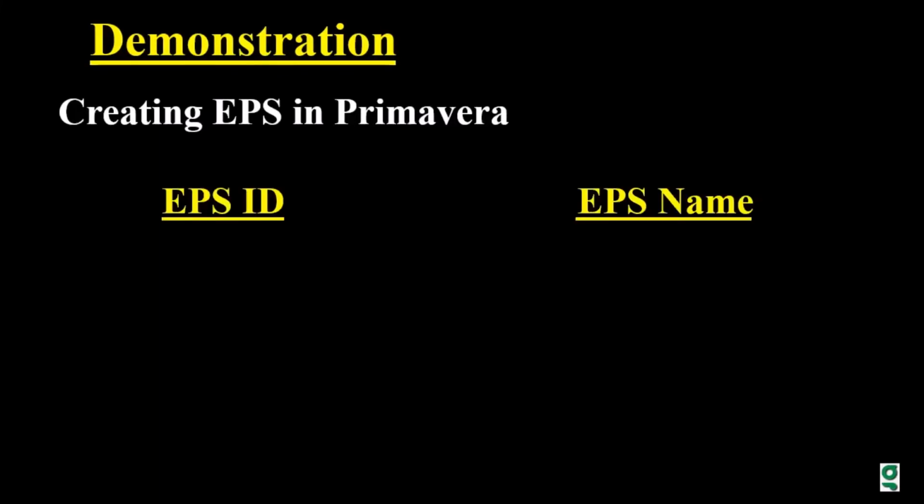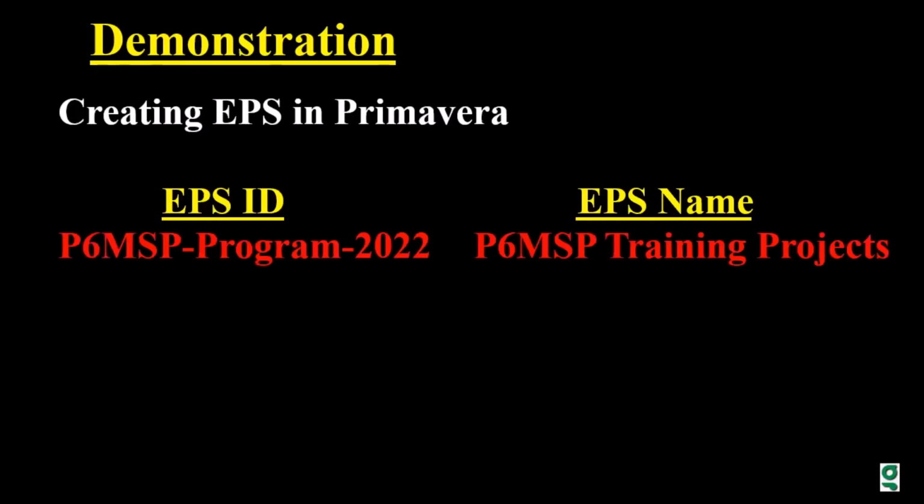To demonstrate this exercise, we are going to need the EPS ID and also the EPS name. So we're going to be creating the root or the top level of an organization, and we're going to call that EPS ID MSP-program-2022. Then the EPS name will be PC's MSP Training Projects.